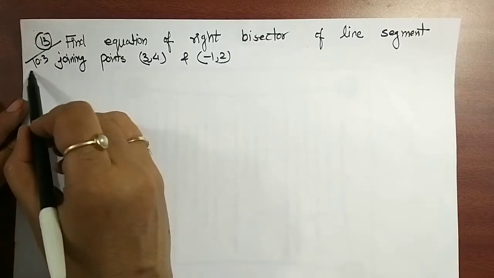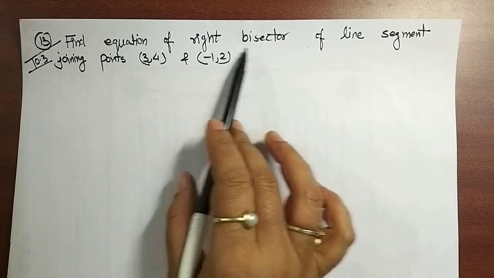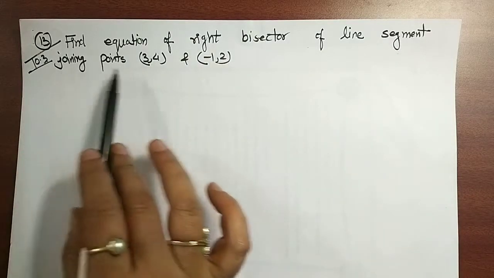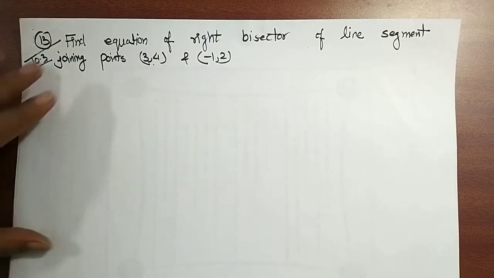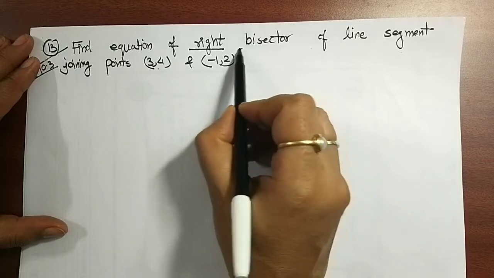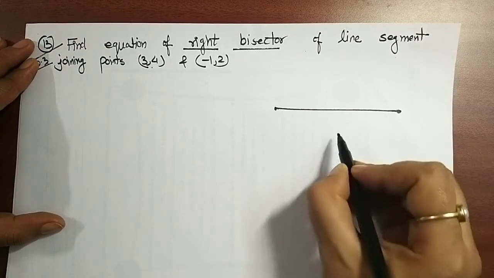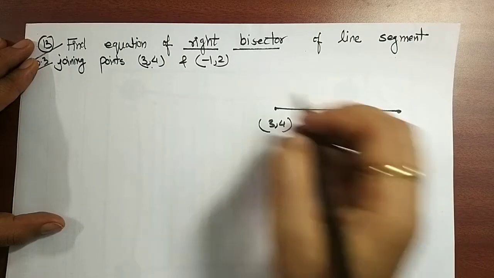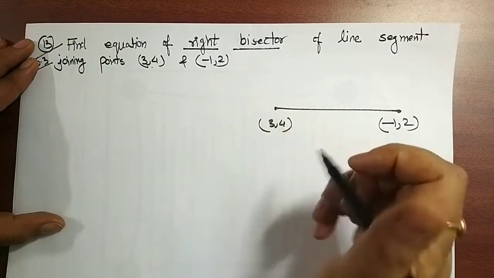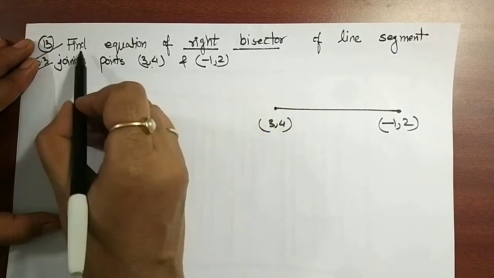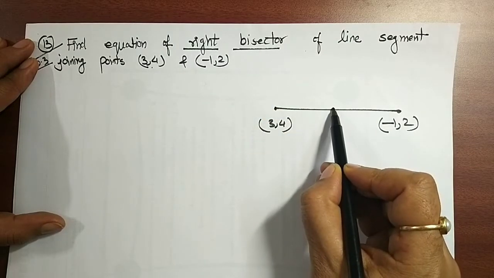Question number 13 from the same exercise 10.3. They're saying find the equation of the right bisector of the line segment joining this point and this point. Read the question carefully, they're saying right bisector. So what does it mean? If 2 points are given, 3, 4 and minus 1, 2, the line segment joining these 2 points. The equation we have to find is the right bisector. Bisector means in the middle.